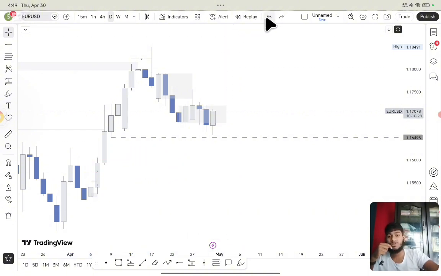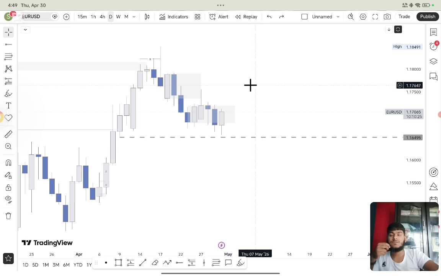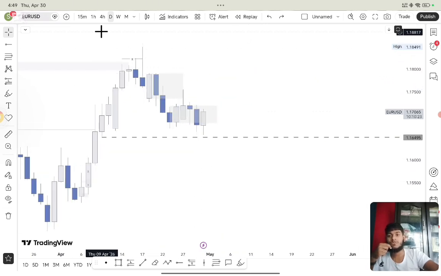Overall the market is bullish, but it needs support. So there you go, you have this order block below. But for now, the daily seems bearish.